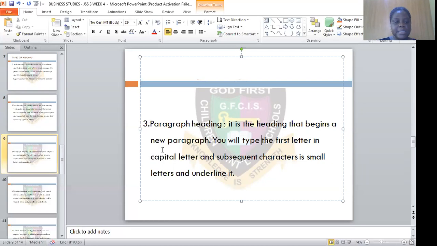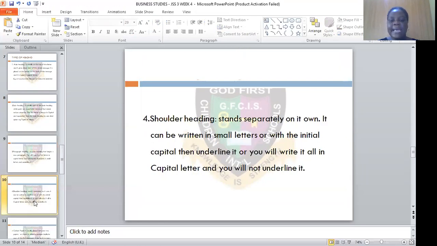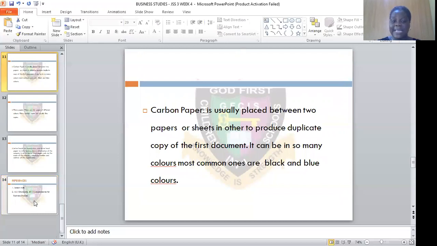Then the next one is the shoulder heading. This one stands separately on its own. You can write it in small letters, but the initial character will start with a capital letter as well. Then you must underline it. But if it is in all capital letters, it's not mandatory to underline it. Are you getting what I'm trying to say? When you start writing the first letter with a capital letter and the subsequent ones with small letters, you underline it. But if you write everything out in capital letters, there will be no need for underlining.